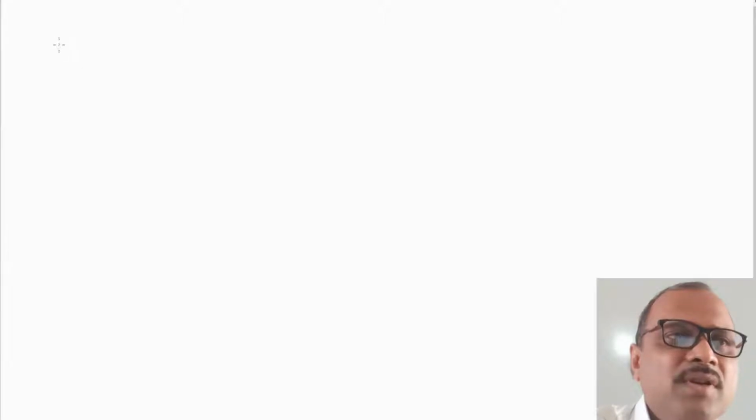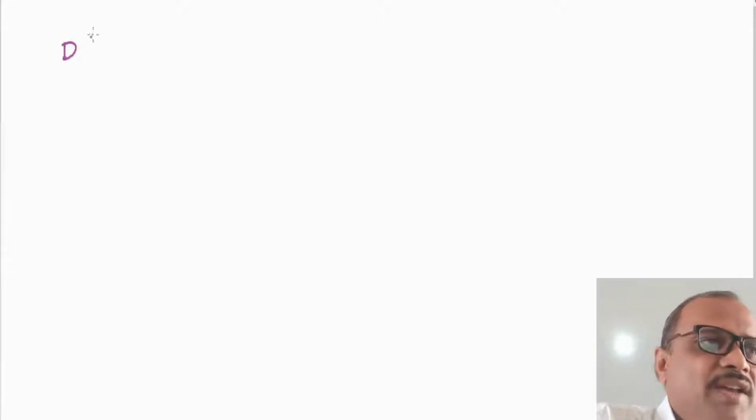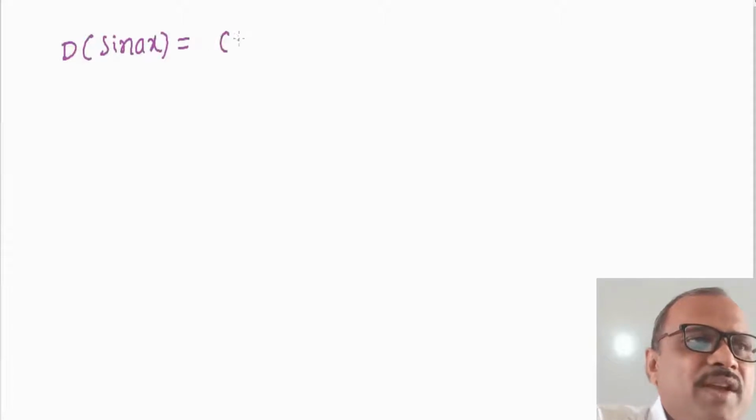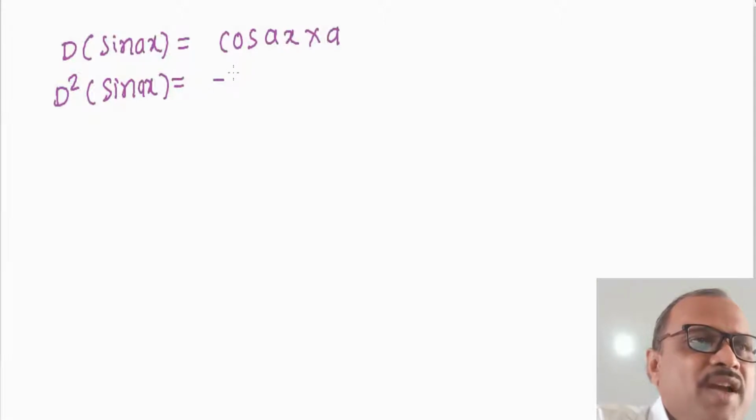Now we know that the derivative of sine ax equals cos of ax into a. The second derivative of sine ax equals the derivative of this term. The derivative of cos is minus sine of ax into a, so we get minus a square into sine ax.